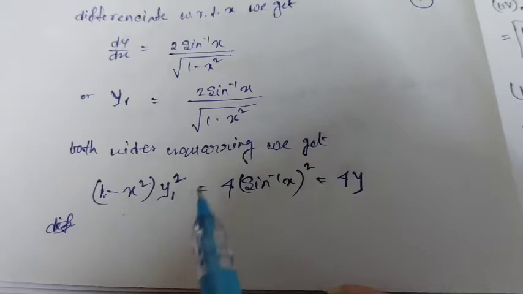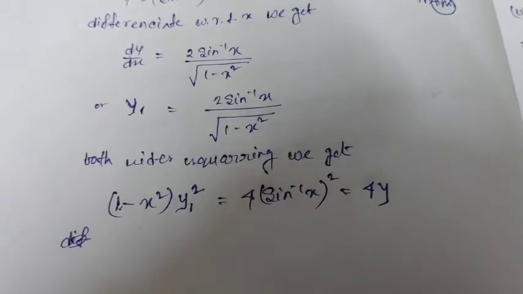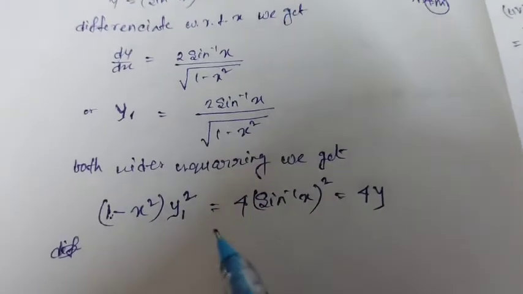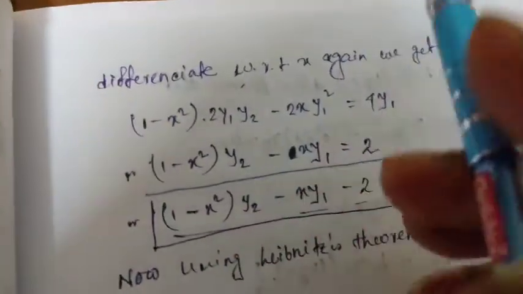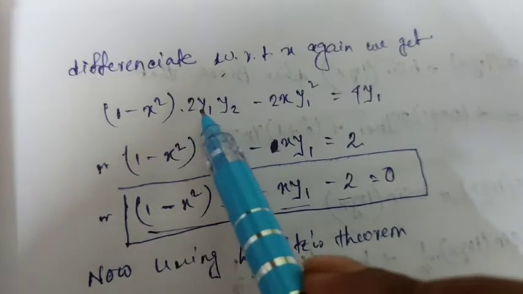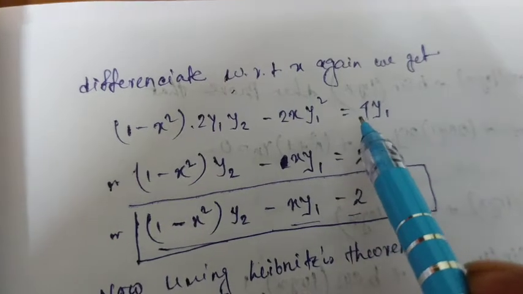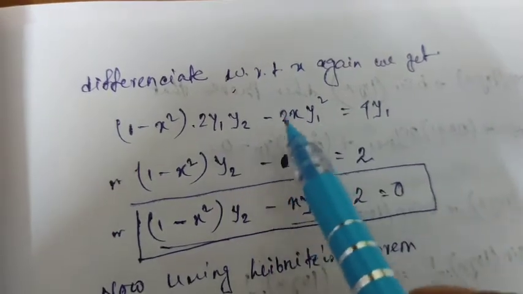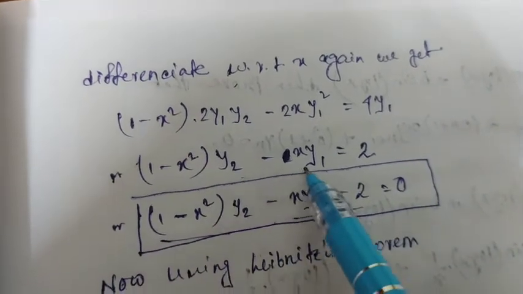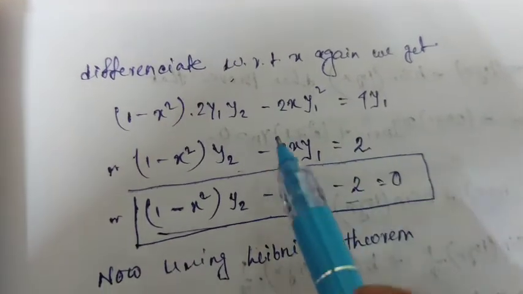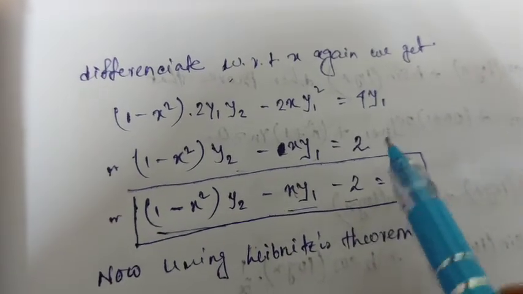Now this is a term consisting of the first order derivative, so now we will go to the second order derivative. If we again differentiate with respect to x, we get (1 minus x square) 2 y1 y2 minus 2x y1 square equal to 4 y1, and here 2 y1 is cancelled from both sides, so we can write (1 minus x square) y2 minus x y1 equal to 2, and from here we can write (1 minus x square) y2 minus x y1 minus 2 is equal to 0.